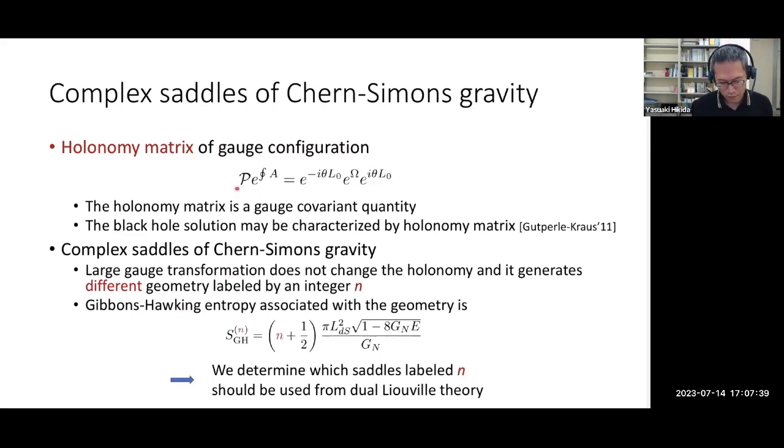This holonomy matrix is gauge covariant, and in particular the eigenvalue of this omega is gauge invariant. Therefore, we can get some gauge invariant quantity from this holonomy matrix. Just like a usual black hole is characterized by assuming that after Wick rotation of the time direction, we assign periodicity such that there's no conical deficit, here we also assume that the holonomy around the thermal cycle is trivial.